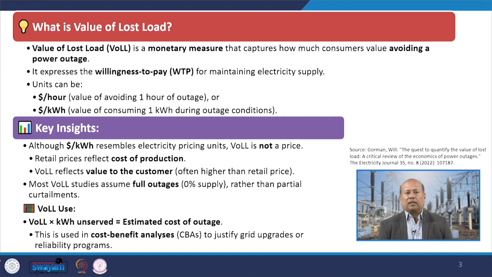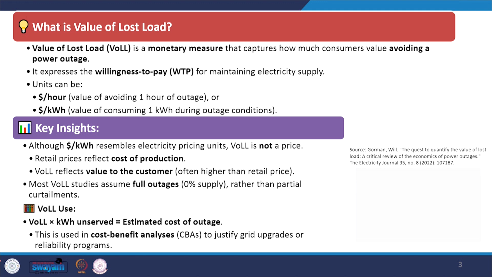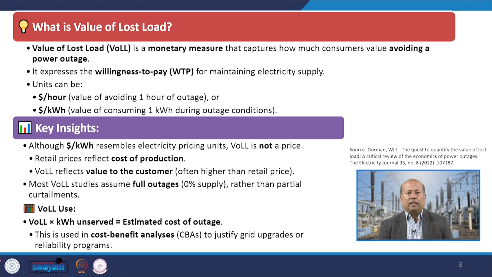They are defined in rupees or dollars, but for better understanding, dollar per hour is the value of avoiding 1 hour of outage, and dollar per kilowatt hour is the value of consuming 1 kilowatt hour during outage condition. Now the key insight: although dollar per kilowatt hour resembles an electricity pricing unit, VoLL is not a price. Retail prices reflect cost of production. VoLL reflects value to the customer, often higher than retail price.